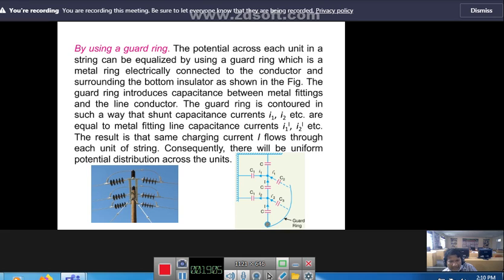Now the guard ring is connected in such a way that the shunt capacitance currents I1 and I2 are equal to the metal fitting line capacitance currents I1 dash and I2 dash. So this is I1, this is I1 dash, this is I2, this is I2 dash. Both cancel each other. Consequently, there will be uniform potential distribution across the units. That means there is no shunt capacitance effect, meaning we are getting uniform distribution.